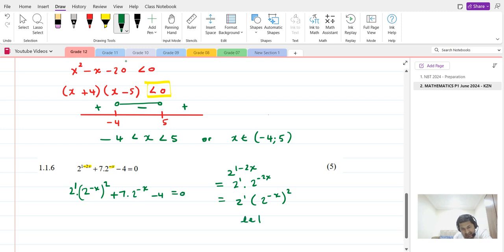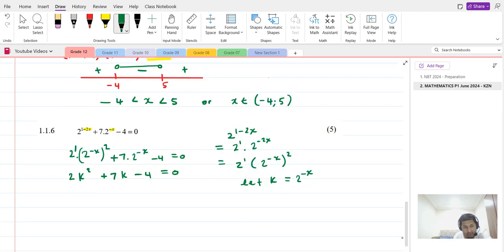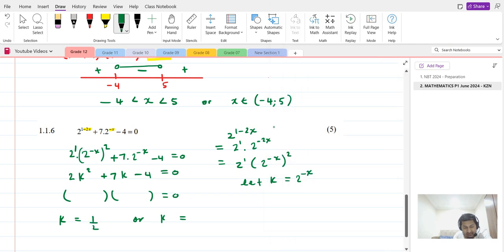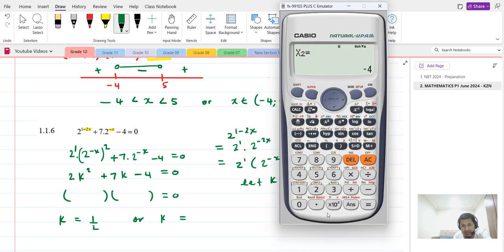So what we're going to say is let k be equal to 2 to the power negative x. So you have 2k squared plus 7k minus 4 is equal to 0. Now I will use a calculator. Since you're allowed to use a calculator, just use it. The a value is 2, the b value is 7, and the c value is minus 4. So we have k equals half, or k equals minus 4.